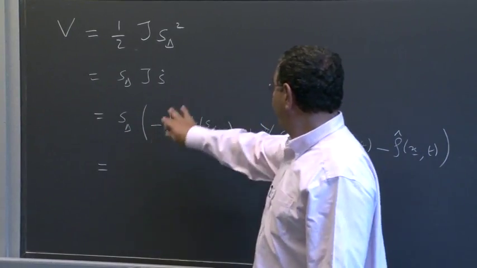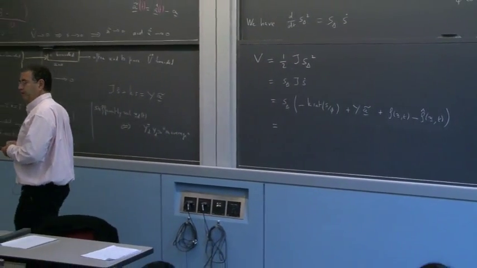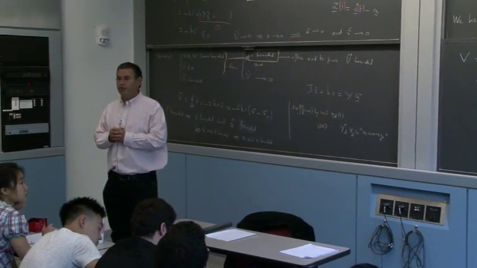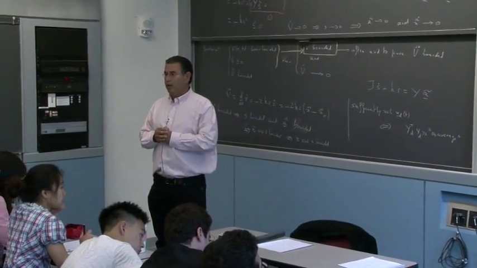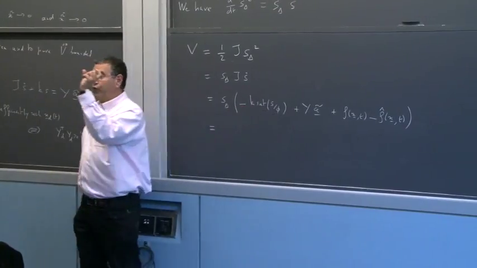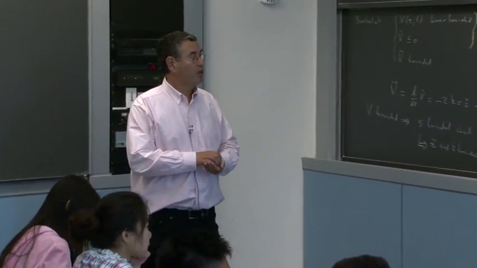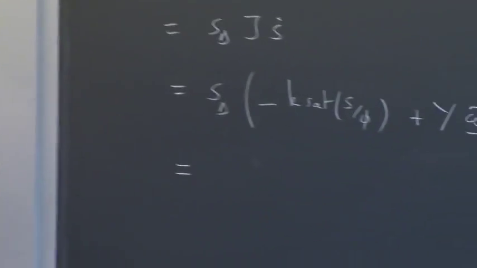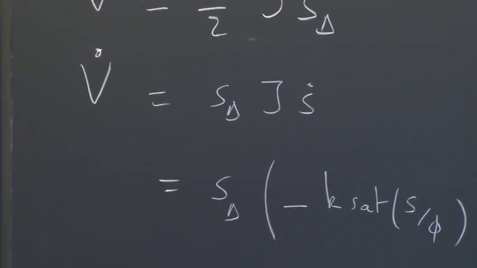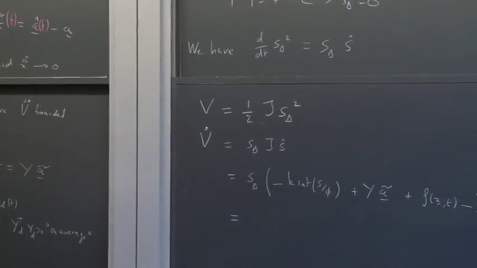So this term, how can we write it? S delta times minus k sat of S over phi. How can we write it a little more simply? Well, sat of S over phi is 0 when S delta is 0, yes? One question: the second line is V dot, right? Yes, so thank you very much. So V dot, using this equation, of course.